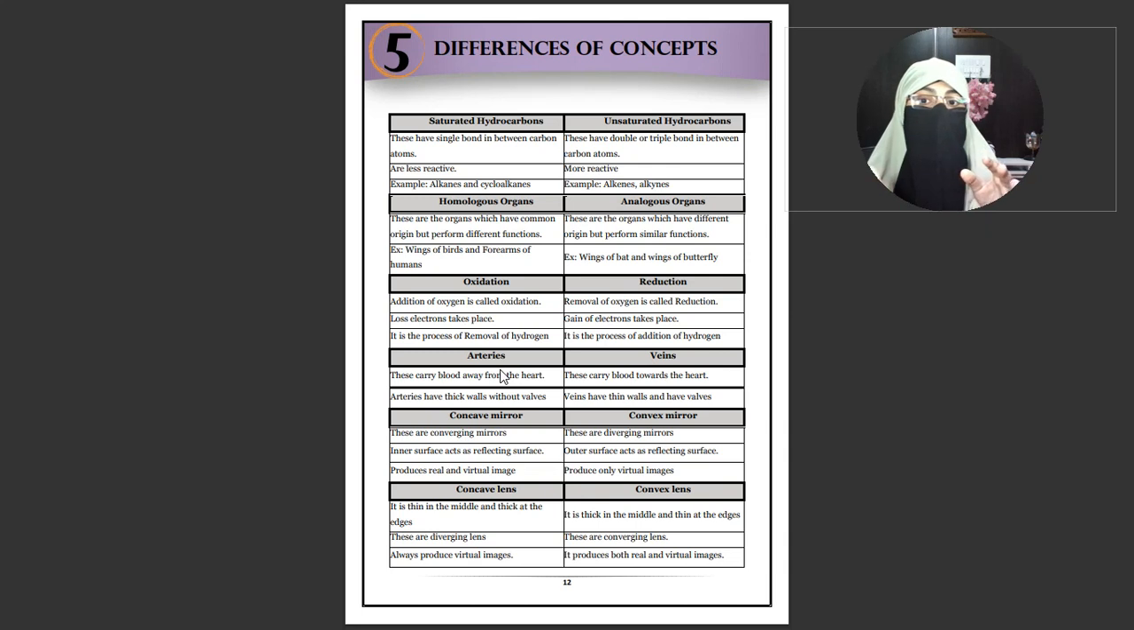Okay, and arteries have thick walls without valves. So arteries have thick walls, whereas the veins have thin walls with valves.